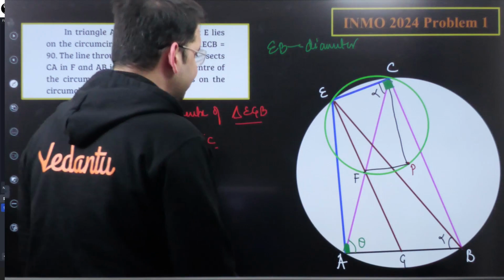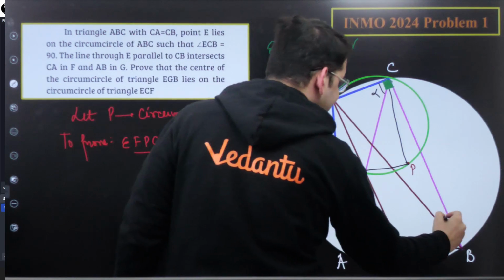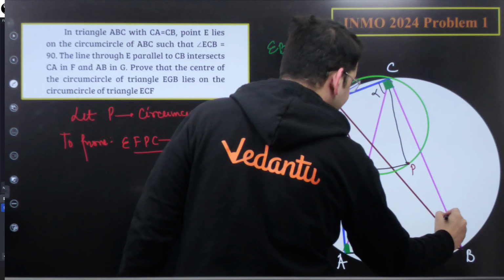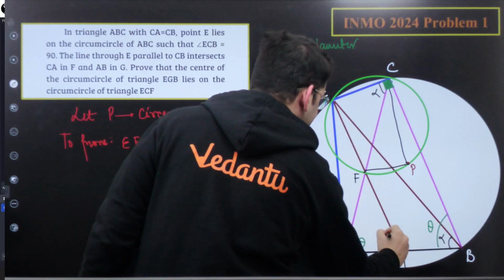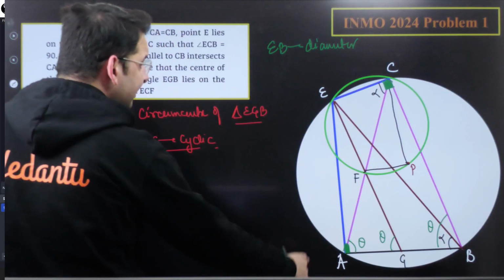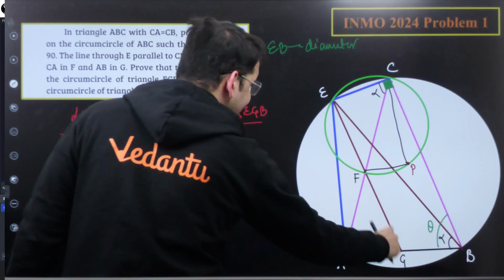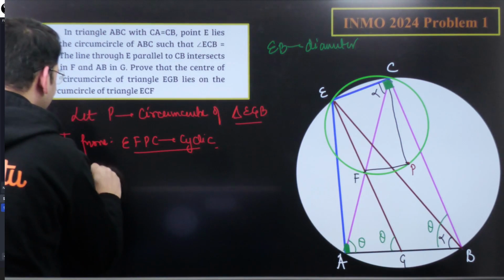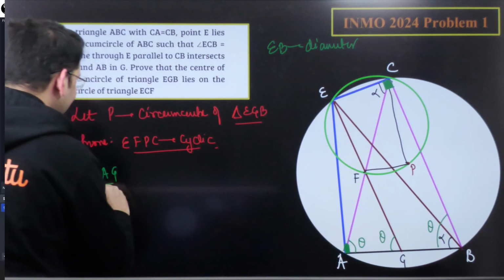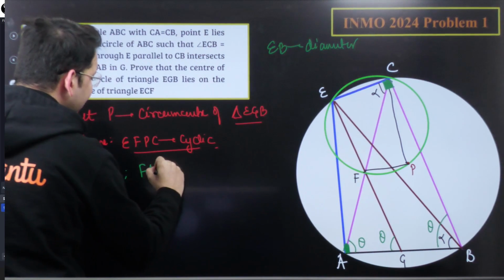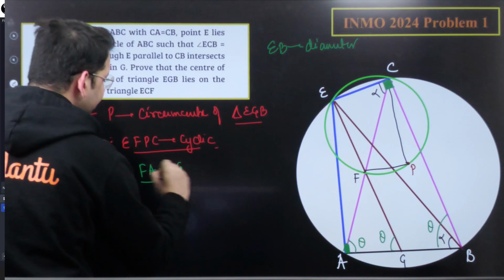EB is diameter. This is theta. This angle is also theta. This angle is theta, so clearly this angle is also theta. Now I can see that if I take triangle FAG, I can see two thetas here. So clearly FA is equal to FG.